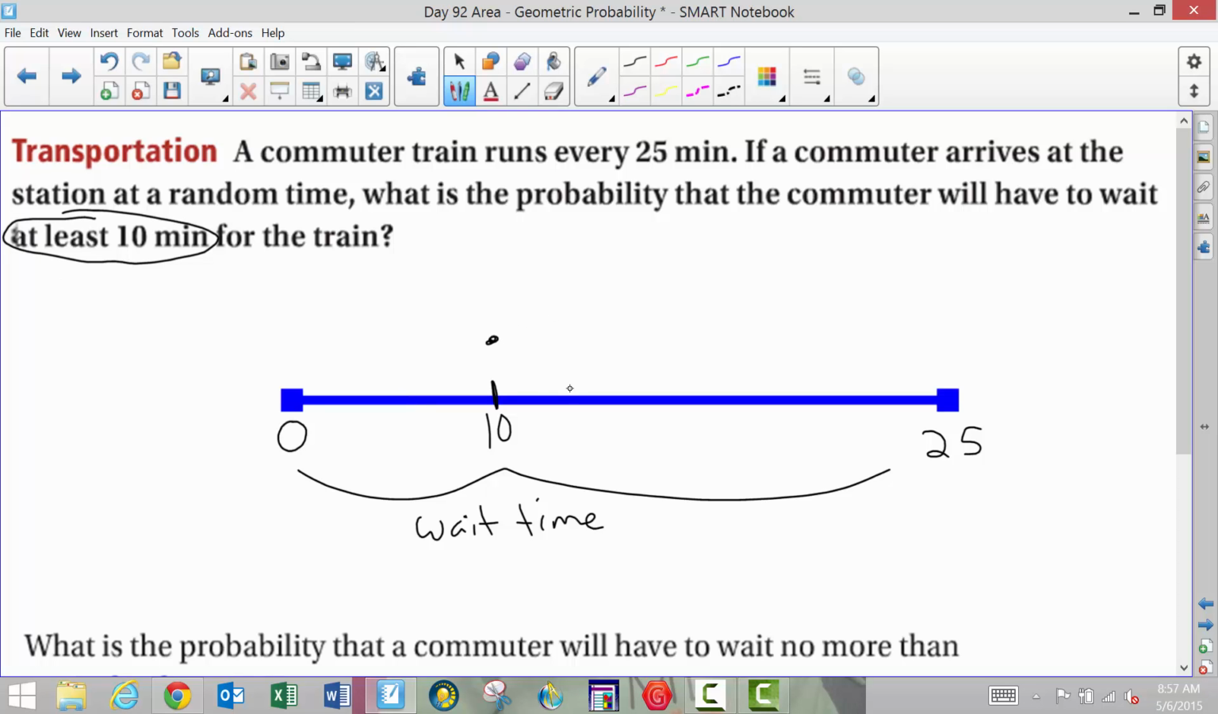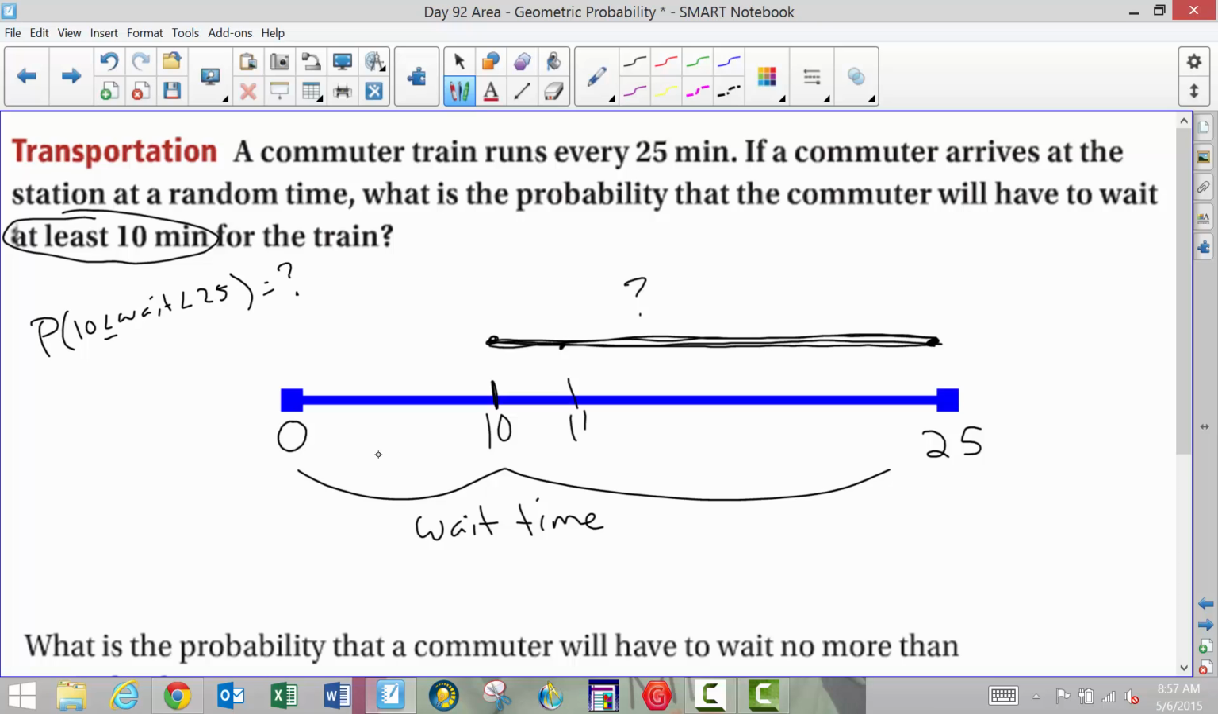So that means he can wait 10 minutes. He can wait 11 minutes. He might even wait 25 minutes. So what's the chance that he's going to wait between 10 and 25 minutes? So we're looking for the probability that this guy is going to wait between 10 and 25 minutes. Well, the segment length that I drew is 25. So that's going to equal 25. The chance that he's waiting between 10 minutes and 25 minutes is, well, what's the length? It's 15. You reduce it. 5 goes into both, so we have 3/5. So the chance that he has to wait between 10 and 25 minutes is 3/5, which is 60%.